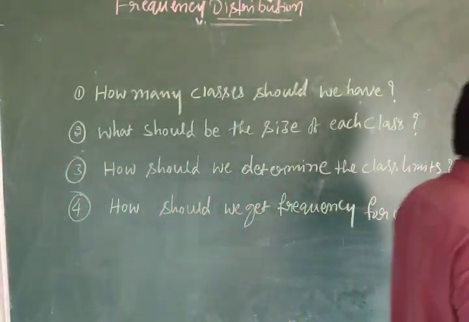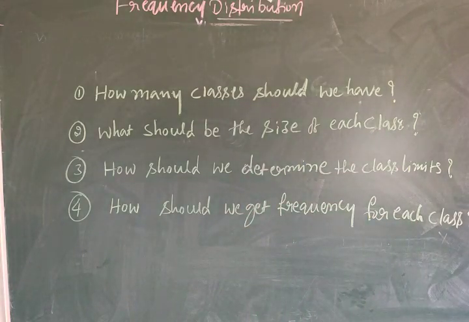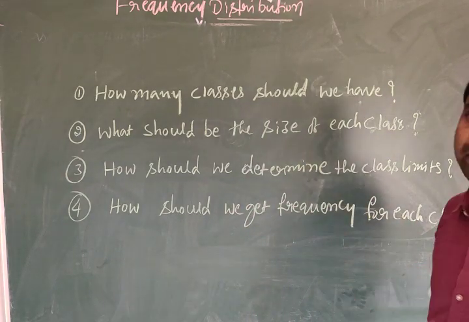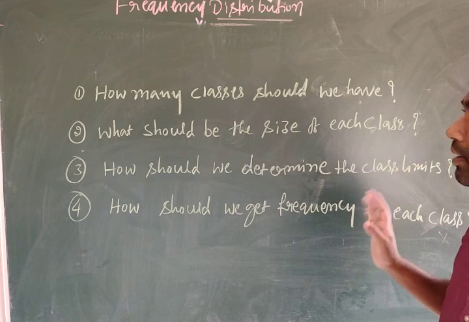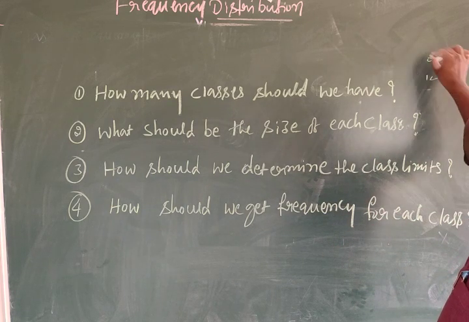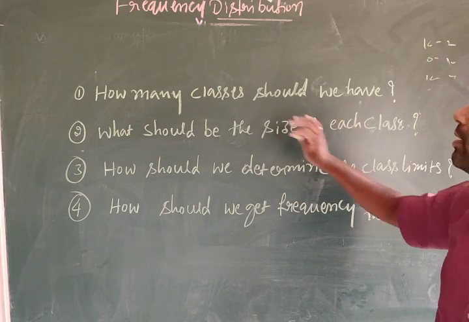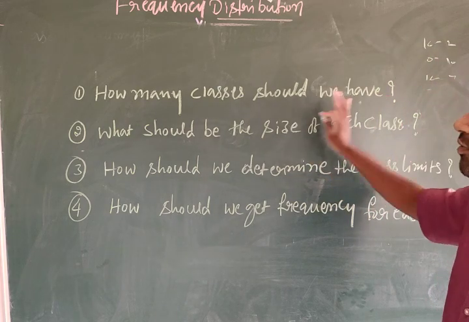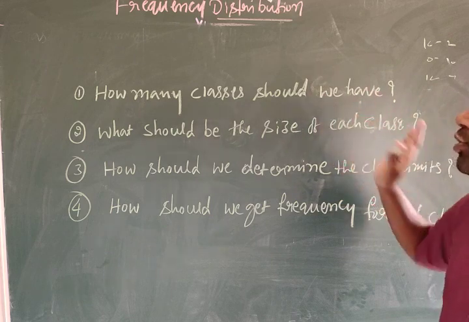How many classes should we take? How many classes are we already having? Classes like 0 to 10 or 10 to 20, or directly 10 to 20, that is what we have to arrange. First, we have to find out the answer for this question.